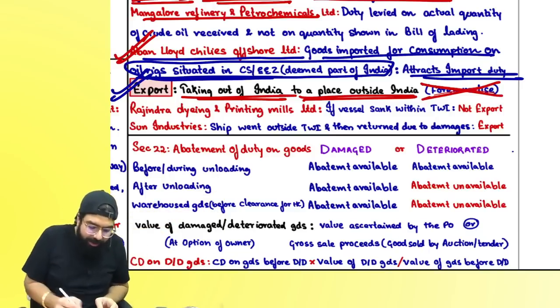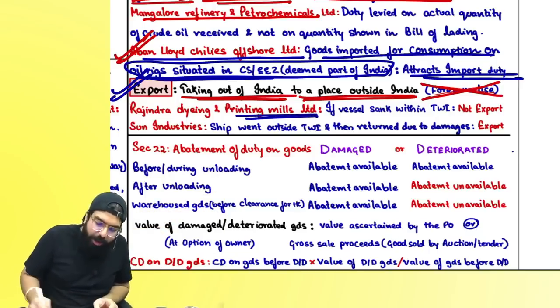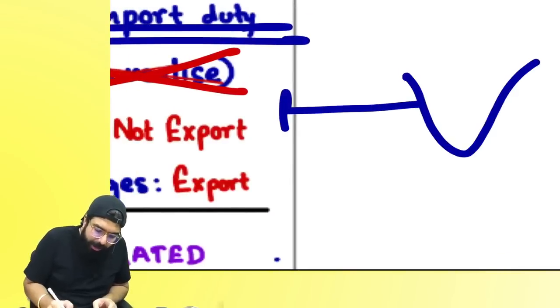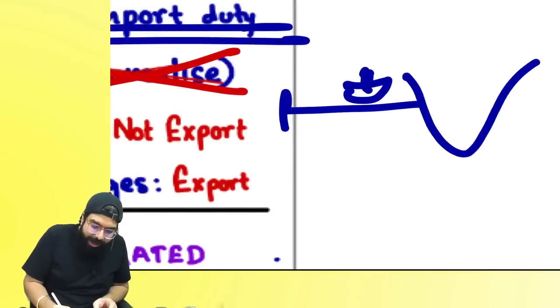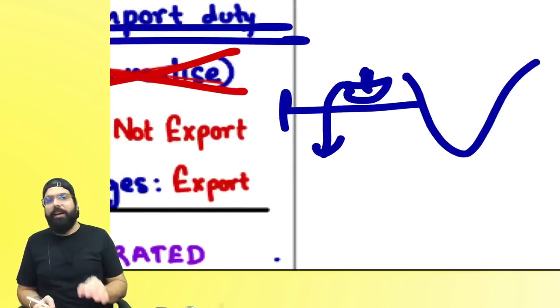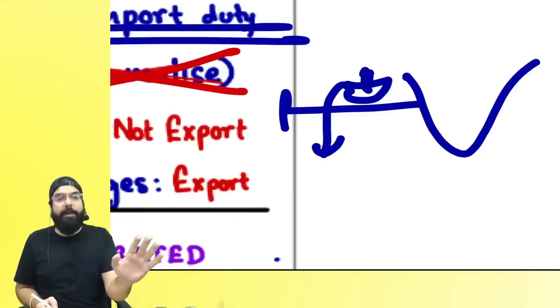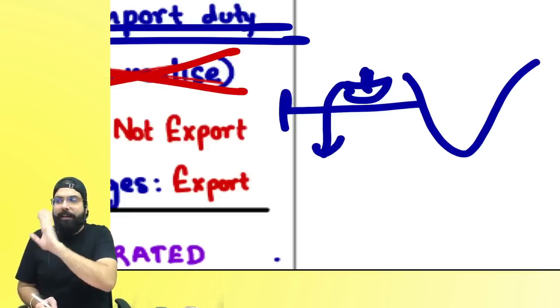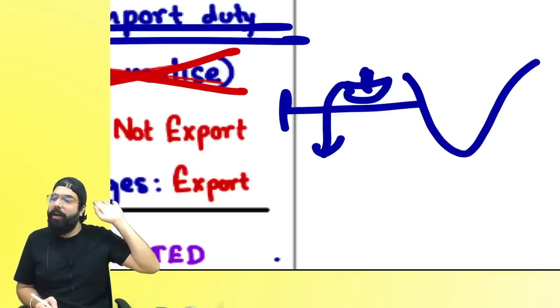Now there is the Rajendra Dyeing and Printing Mills case law. What happened over here? One ship was going, and it sank before crossing the territorial waters of India. It will not be export because it did not cross the territorial waters of India, and no export benefit will be given to the exporter.